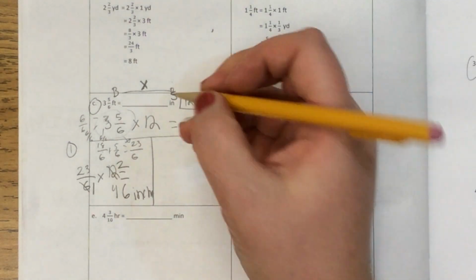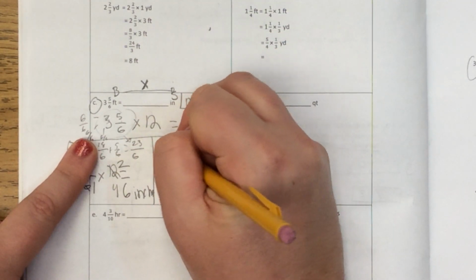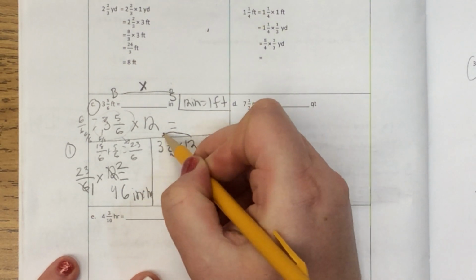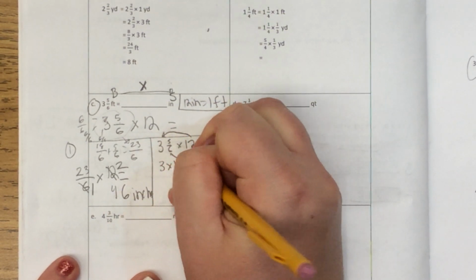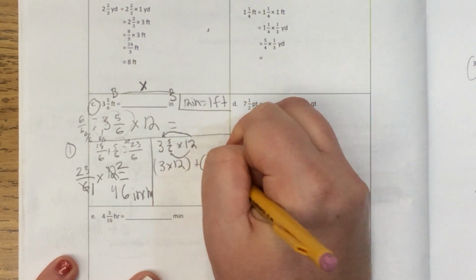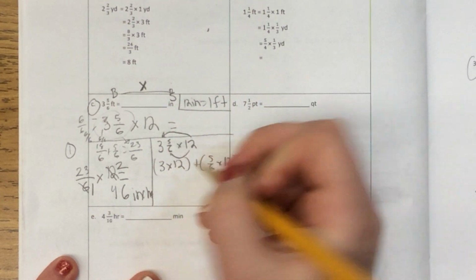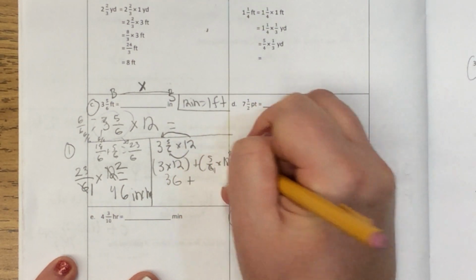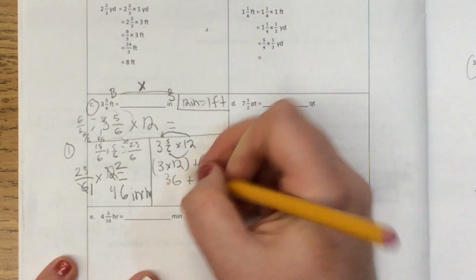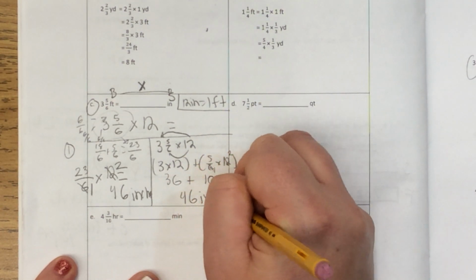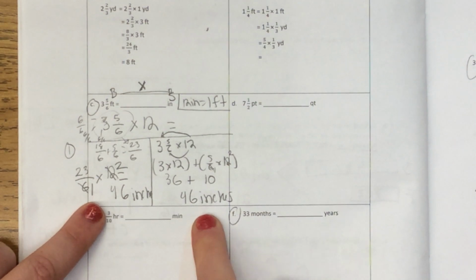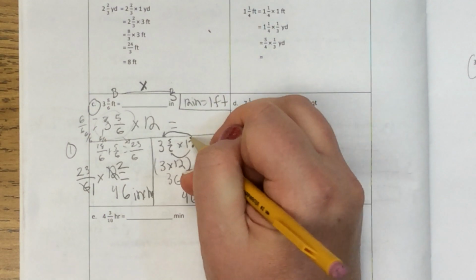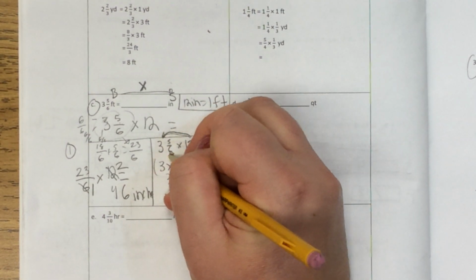Option 2 is where you distribute. So I'm going to do 3 5/6 times 12, and I'm going to do 2 different equations and do 3 times 12 plus 5/6 times 12. Well, 3 times 12 is 36. 5/6 times 12 is 10. So I get 46 inches. Same answer. I just didn't deal with an improper fraction in this problem. I separated them out, and I just made sure to multiply each of those times 12.